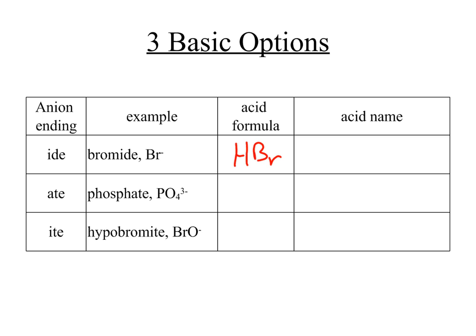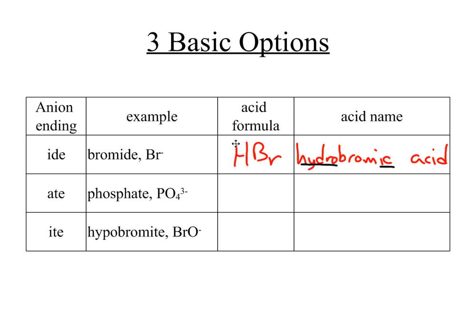So HBr becomes hydrobromic acid. What we see happening here is the addition of the hydro prefix, and we drop the ide ending and add ic to make the name for the acid. So any ide would do this. Chloride would be hydrochloric acid. Iodide would be hydroiodic acid. So that would be the first option.